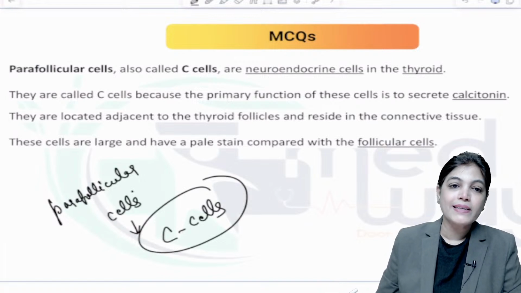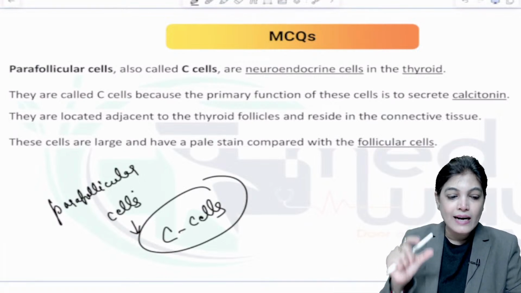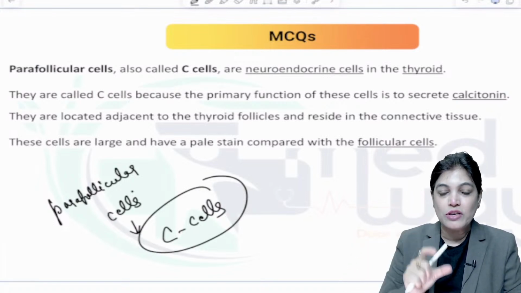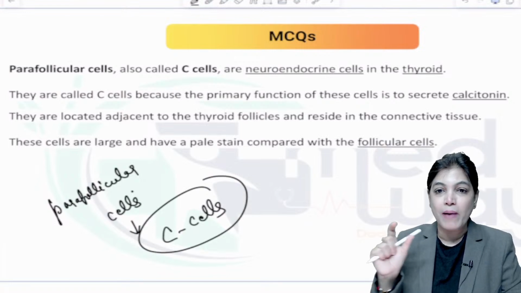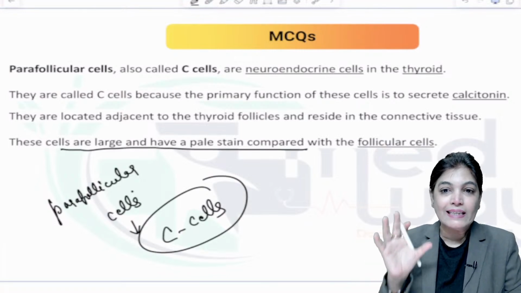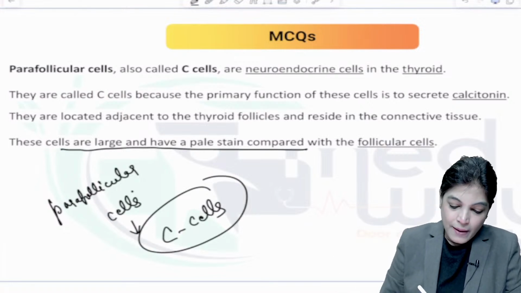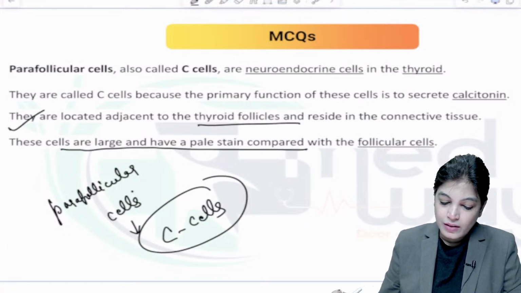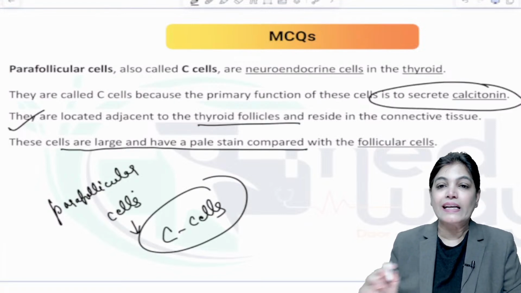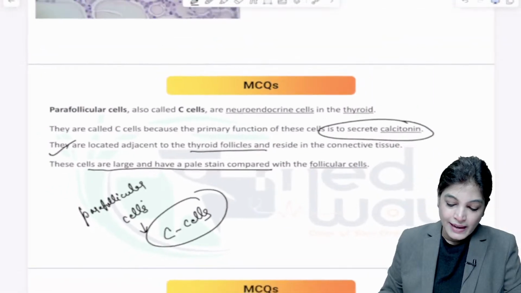How are we going to identify them? They are larger and pale in stain. If we compare the staining characteristics of follicular cells and parafollicular cells, the parafollicular cells are large and pale in staining as compared to follicular cells. They are lying adjacent to thyroid follicles. They reside in the connective tissue, and the primary function is to secrete calcitonin. So that is the hint.